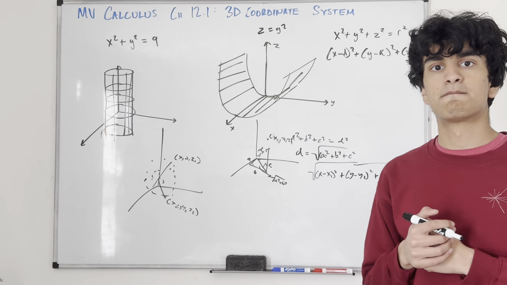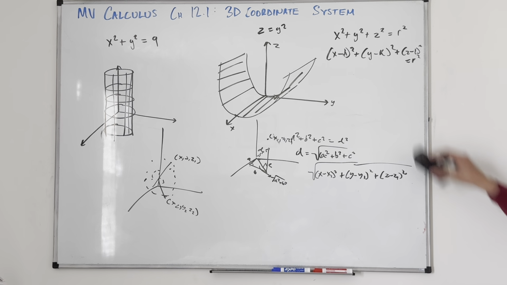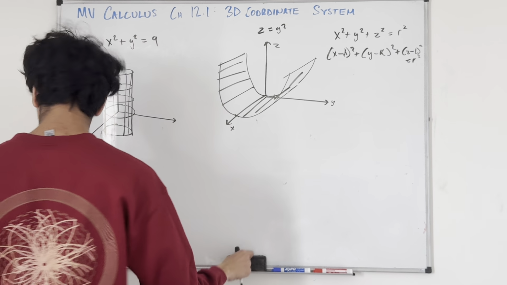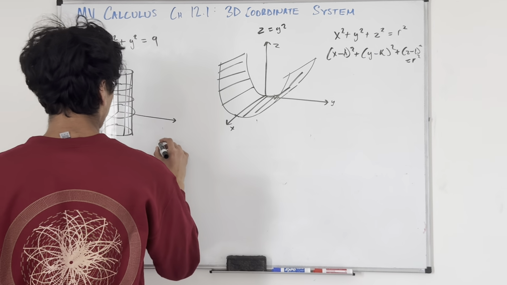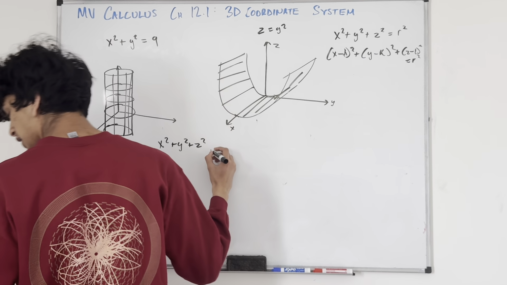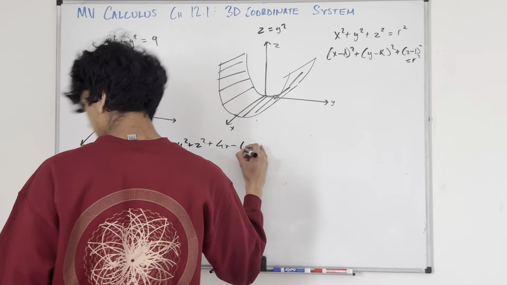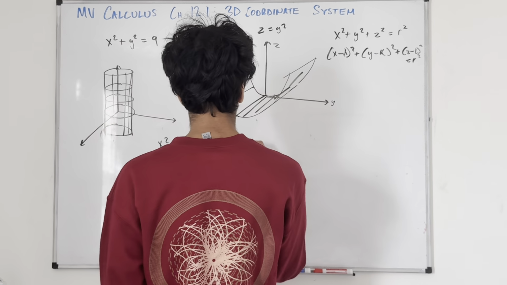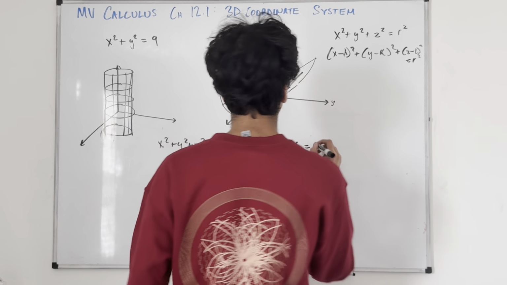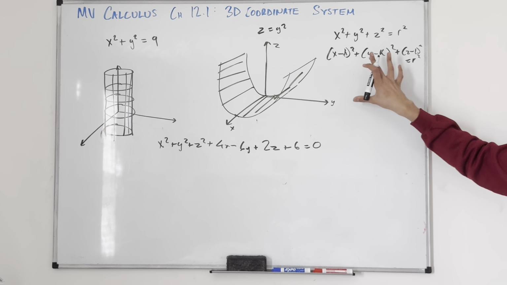So yeah, for one last problem, I can walk through it actually, it's not too bad. Let's say you had an equation like this from the book: x squared plus y squared plus z squared plus 4x minus 6y plus 2z plus 6 equals 0. This is actually the equation of a sphere. And how can you get it into this form right here?